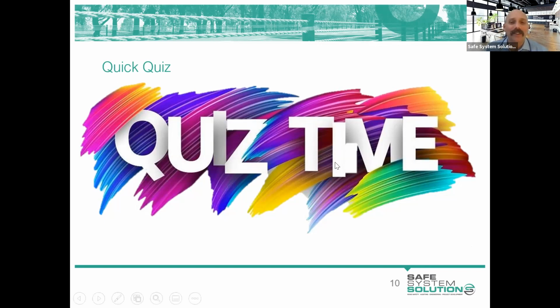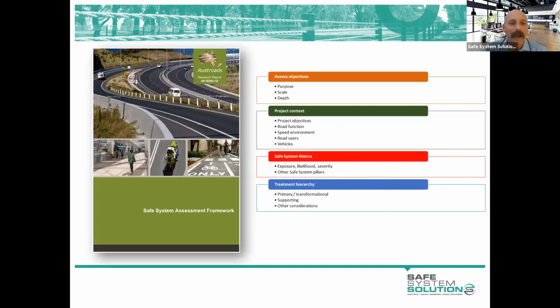I'm going to go through from really the basics of it, because I think that's going to be a great starting point for everybody, and a refresher for anybody who's got a little more knowledge. So the Safe System Assessment Framework is an Austroads document. It came out in late 2016, so it's been around for a while now. And it really came about because of that need for people to be able to quantify how well their project is aligning with safe system principles.